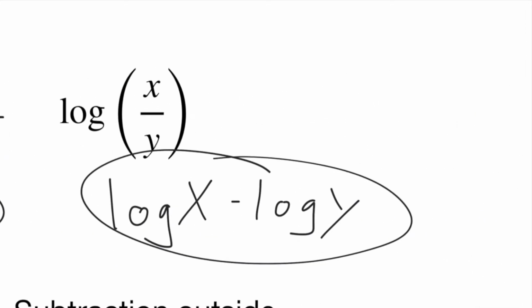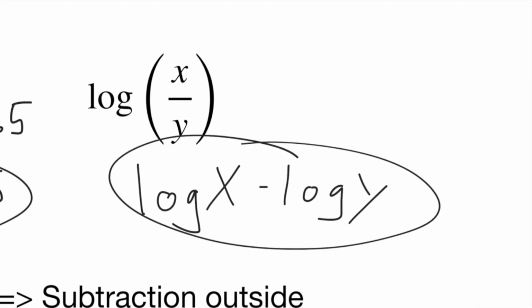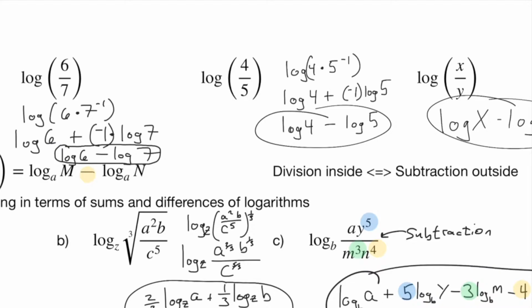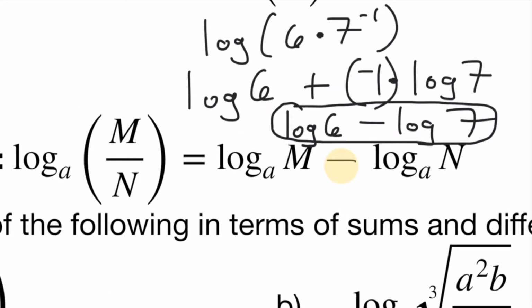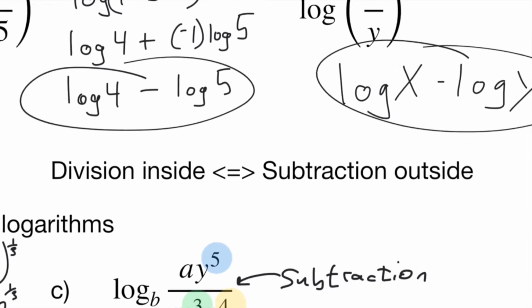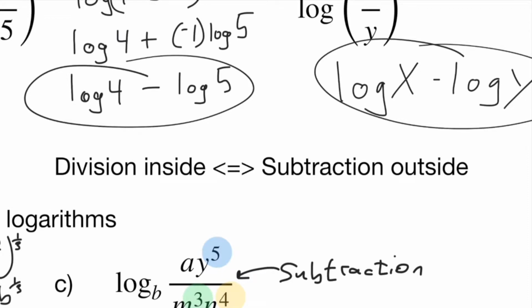And that's going to be the pattern that we hold. Log of x over y becomes log of x minus log of y. The pattern is stated right here in the quotient rule of the logarithm. Log of base a of m over n becomes log base a of m minus log base a of n. To put it in words, division on the inside becomes subtraction on the outside, and they can go back and forth between each of these.